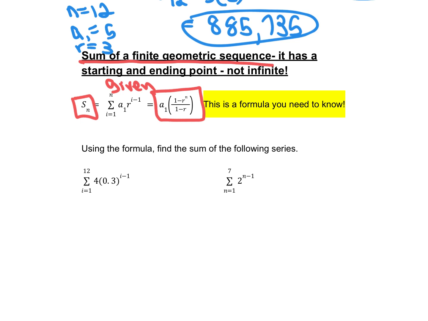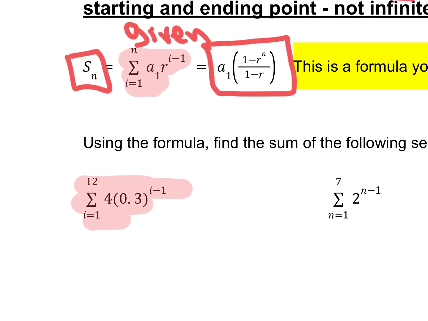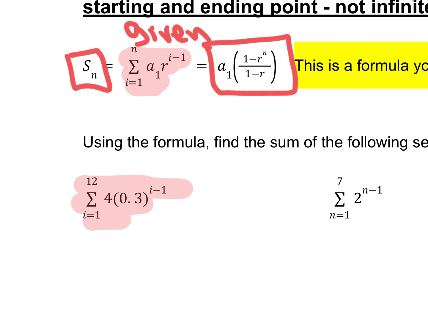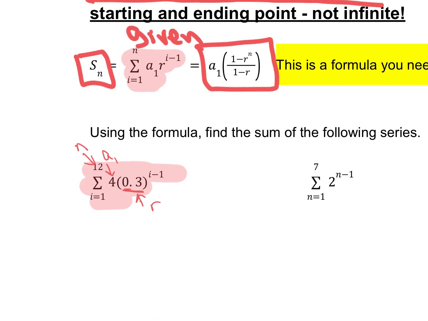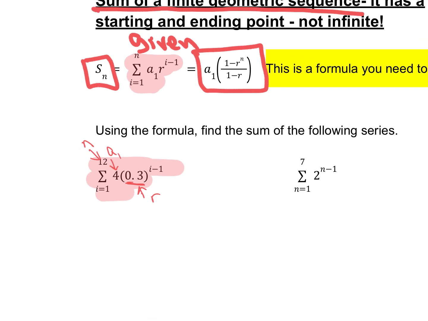So if you notice, this is the problem given. It looks very similar. So we just have to pick out our pieces of information. Okay, so using our formula up there, I know that 12 is my value of n. That's where I'm stopping at. This number in front right here, that's my a sub 1. That's my first term. And then what's in our parentheses being raised to the power is our common ratio. And if you use your formula, those are the only 3 things that you need.